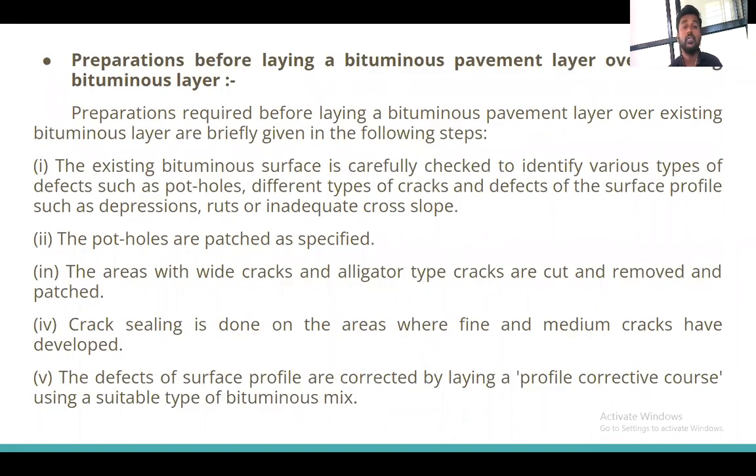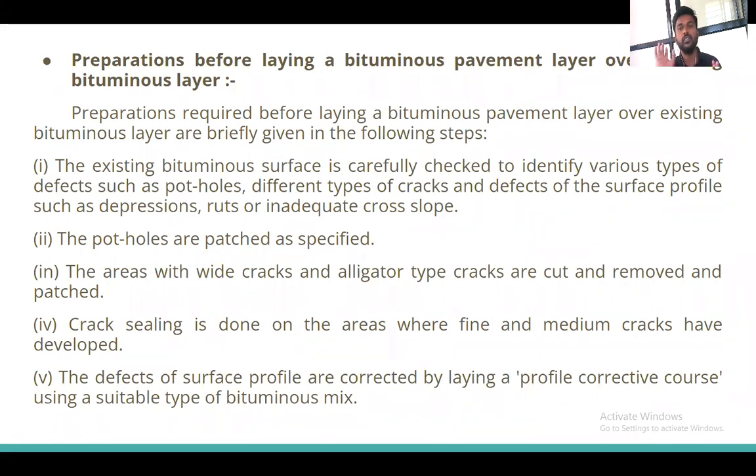Then if there is a bituminous layer already, an existing bituminous road, and we have to apply the layer on that bituminous layer, then at that time, what do we have to do? The first step is that the existing bituminous surface is carefully checked to identify the various types of defects: potholes, different types of cracks, defects of the surface profile such as depressions, ruts, or inadequate cross slopes.